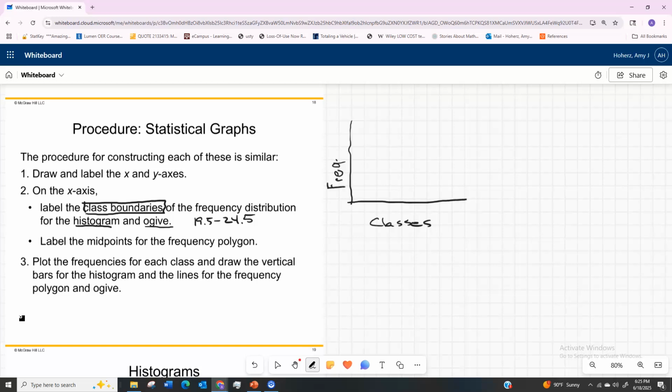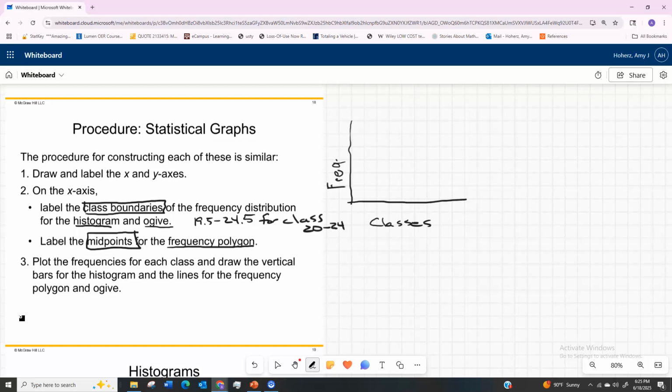For the frequency polygon, you're going to do the midpoints. So you're going to label the midpoints on the x-axis if it's a frequency polygon. And so if your class, let me mark this up here, this would be for a class of 20 to 24. And then for the frequency polygon, we're not going to use these boundaries, and we're actually not going to use 20 or 24. We're going to use the midpoint.